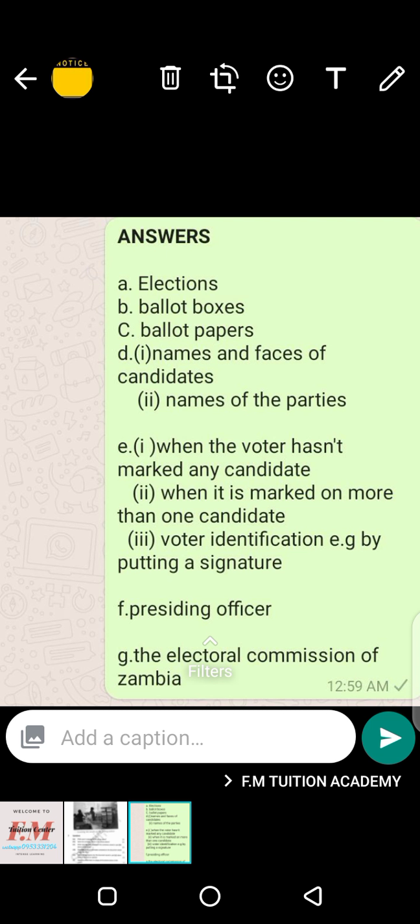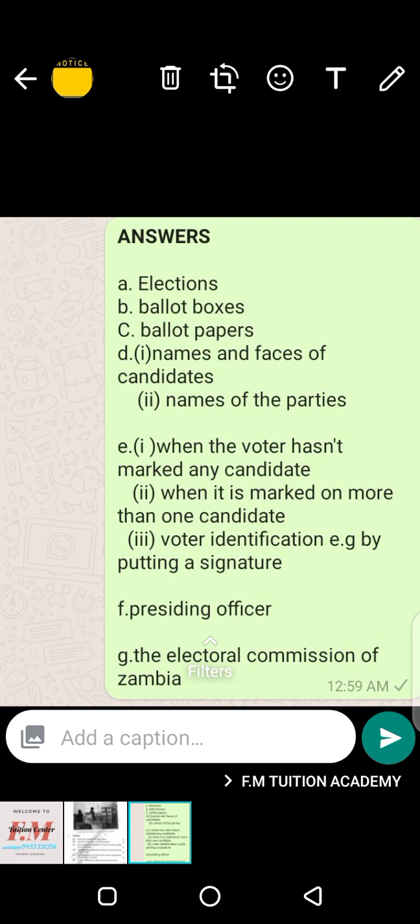For example, there are 3 people standing for the elections. The candidates standing for the elections are Mary, Peter and John. These are the ones who are standing for the elections. Each of them wants to become the president. So if you haven't marked any of the candidates, then that ballot paper will be rejected. Okay? A ballot paper is rejected when the voter has not indicated the person they have marked. So if the voter has not marked any candidate, that ballot paper is rejected.